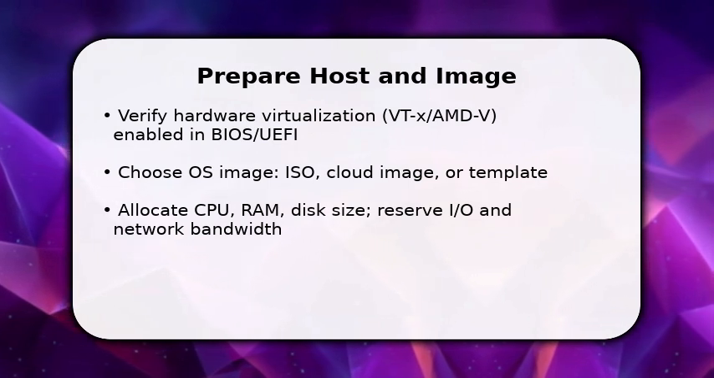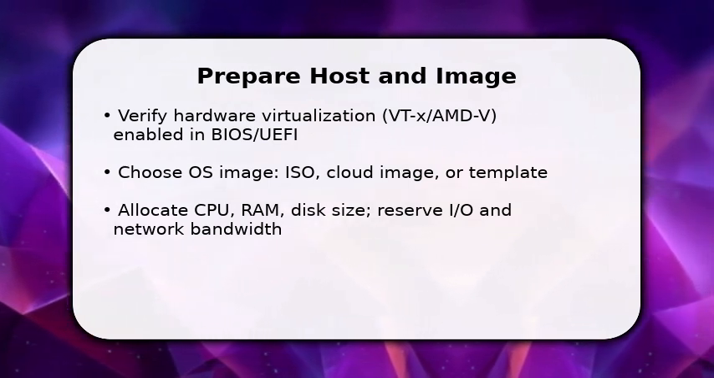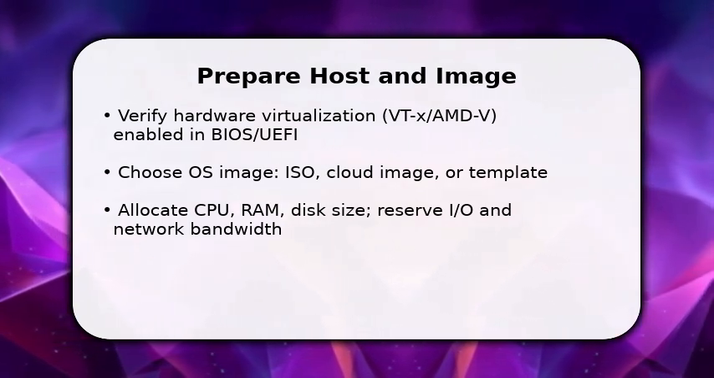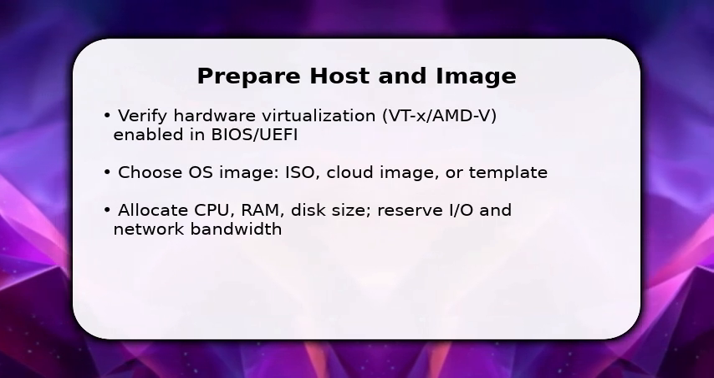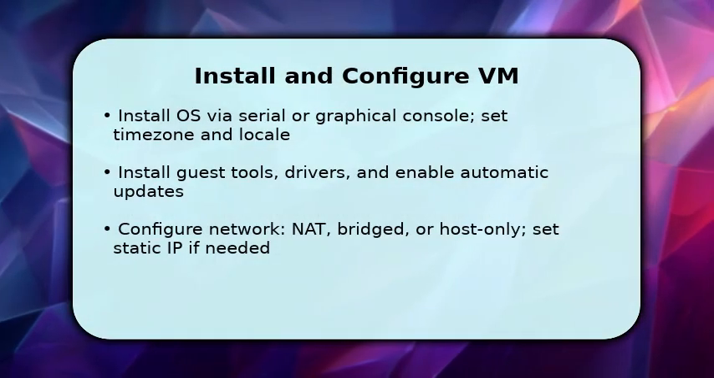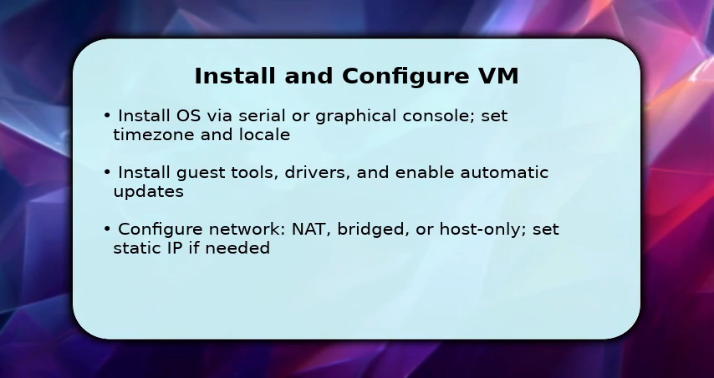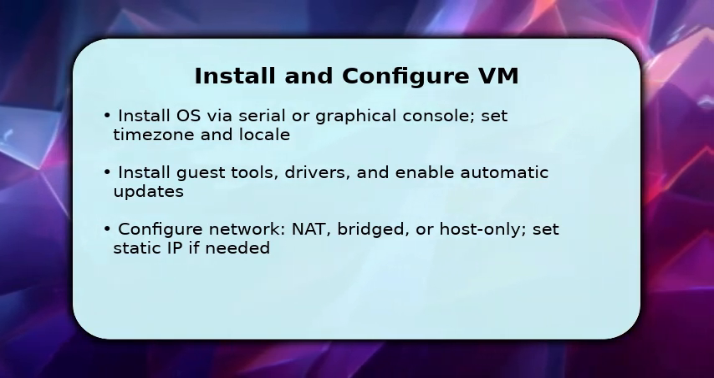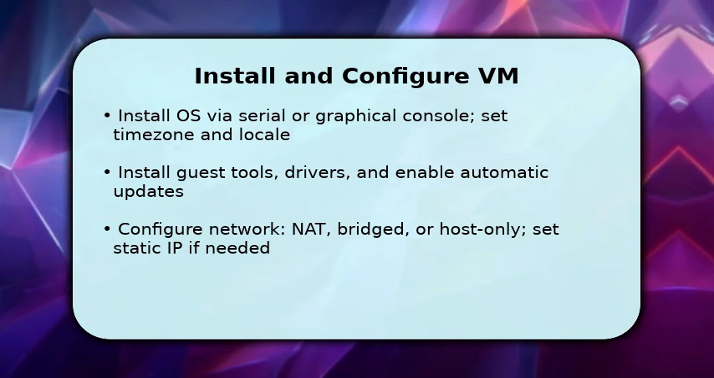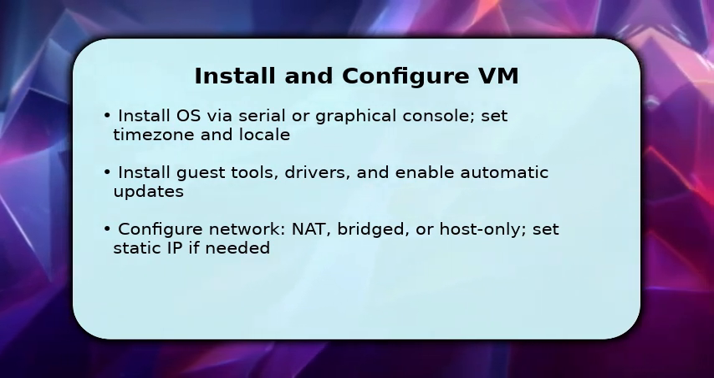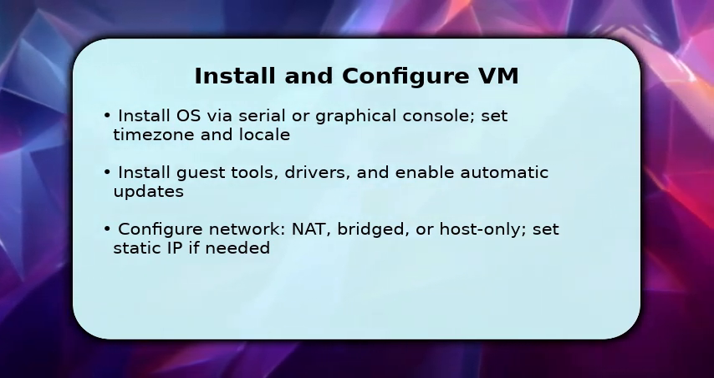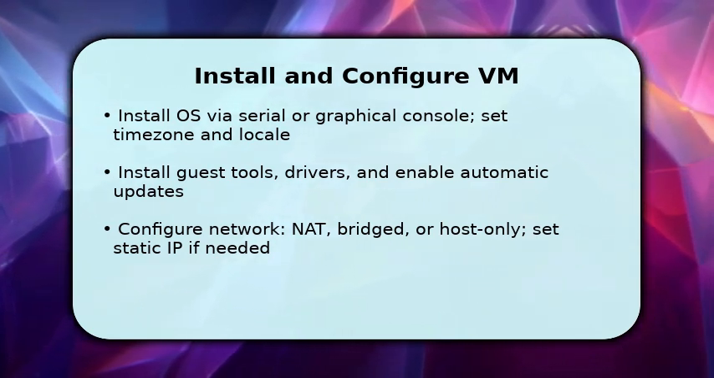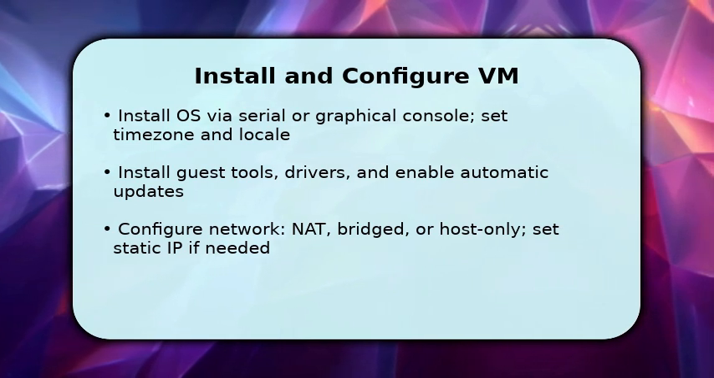Once done, create the virtual disk and attach the ISO or image so you can boot the VM and begin installation immediately. You now install and configure the virtual machine itself. Boot from the attached image and complete the OS installer, choosing sensible user and time zone settings because they affect logging and automation. After installation, add guest tools or drivers to improve disk, graphics, and network performance. They also enable clean shutdown and clipboard sharing.